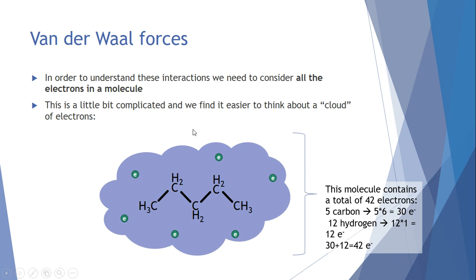But just as a thought exercise, this molecule is going to contain a total of 42 electrons, because we have 5 carbon atoms in here. They each have 6 electrons, so that's 30 in total. We have 12 hydrogen, which each have 1 electron, so that's 12. Then we can sum this up and get 42 electrons in total. So it's 42 electrons that we need to think about, which is fairly complicated. So just think about a cloud of electrons surrounding a molecule. And that's how we do it when we do computer simulations of these things as well.